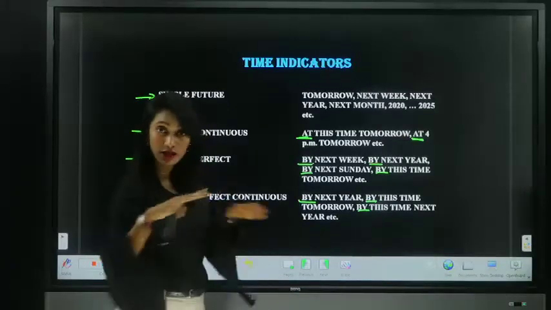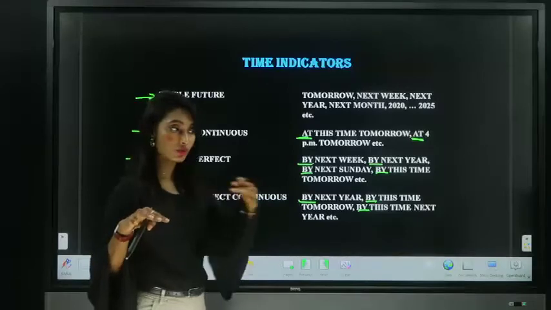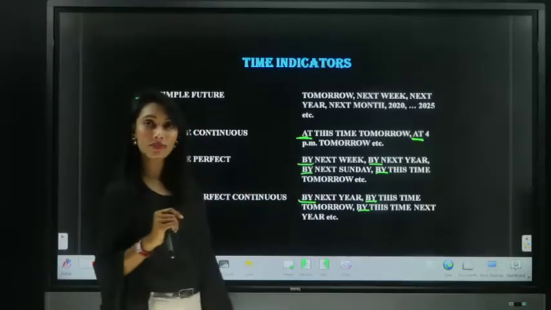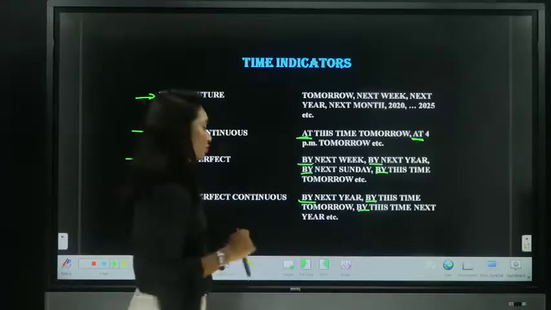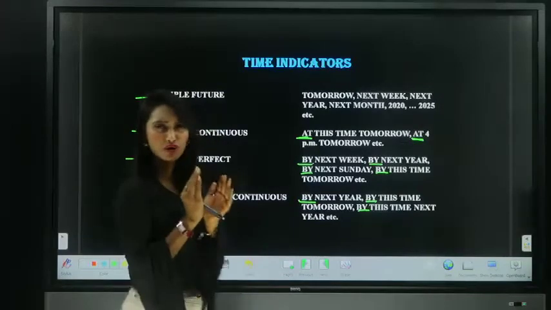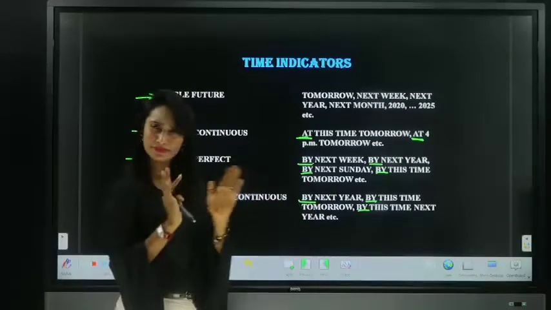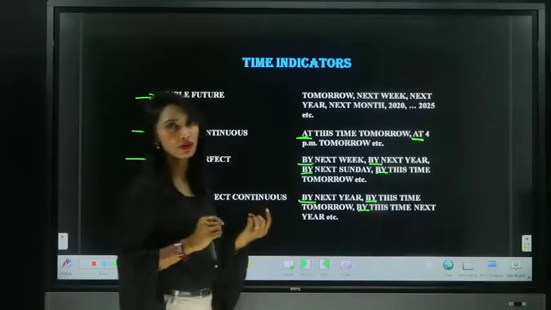Perfect talks about completed, perfect continuous talks about going on for a long period of time. So those are the time indicators for future. So that's about future tense. It's a small one. Only the present tense is the biggest. Past tense and future tense are smaller ones.